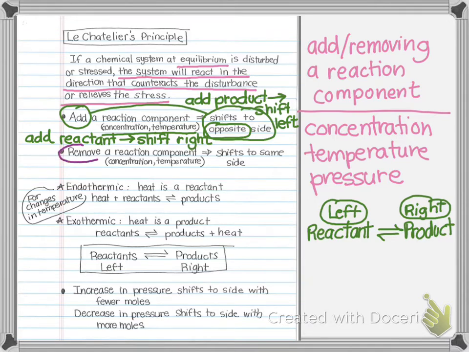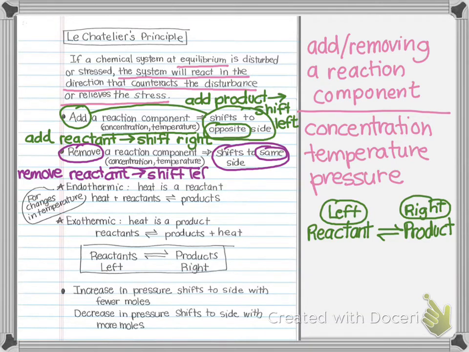Well, what about removing? In this case, we're removing a reactant or product and removing a temperature. And you can see right here, when you remove, it shifts to the same side. So if I remove a reactant from a reaction, it's going to basically make more reactants. So we say it shifts left because the reactants are on the left. It goes to the same side. Reactants are on the left, so if we remove them, it shifts left.